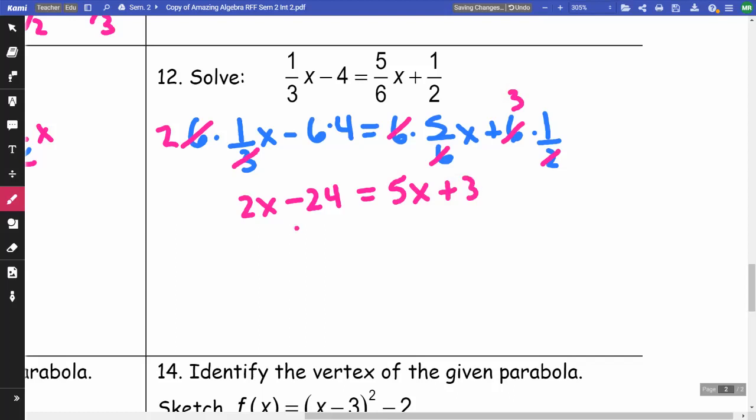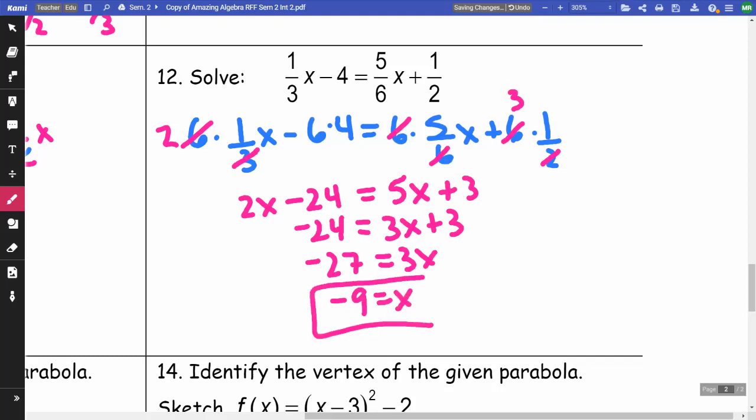So I'm going to minus 2x from both sides. So I'm going to get -24 equals 3x plus 3. I'm going to minus 3 from both sides. So I get a -27 is equal to 3x. I divide by 3, and I get -9 is equal to x.